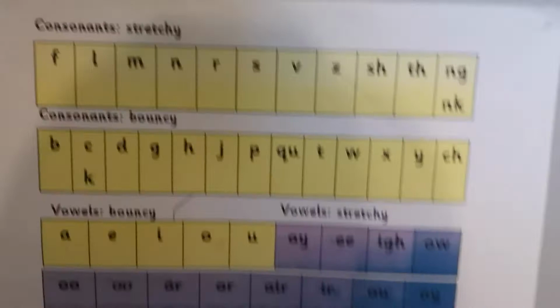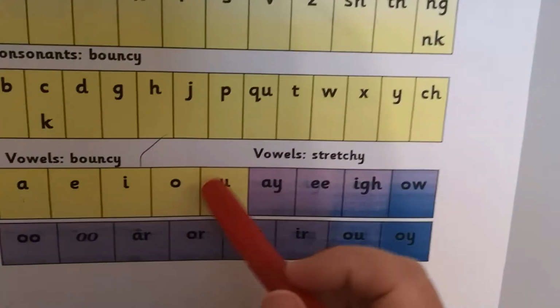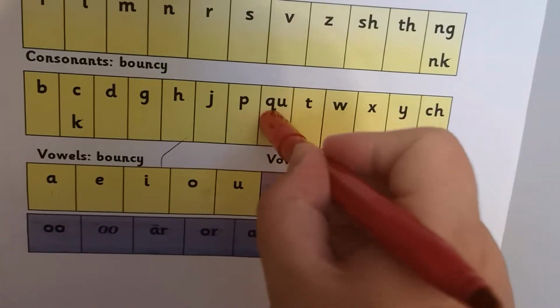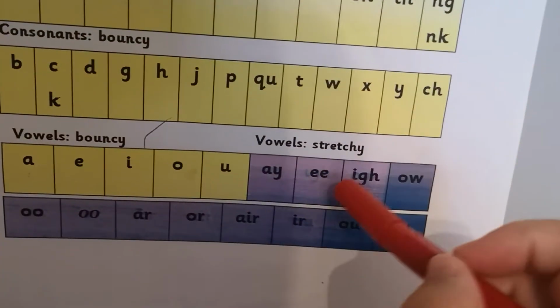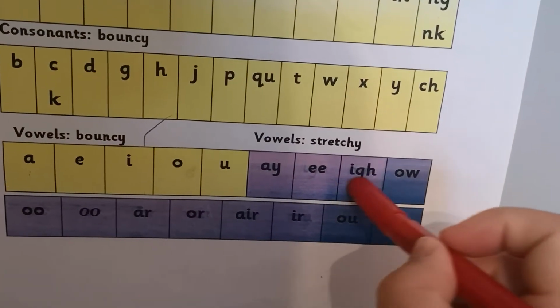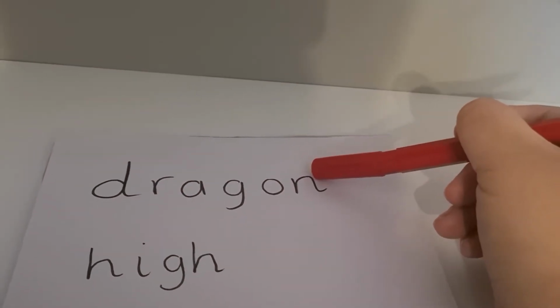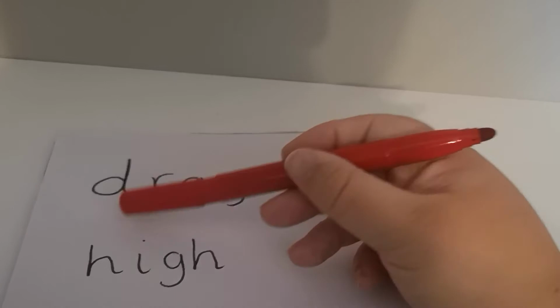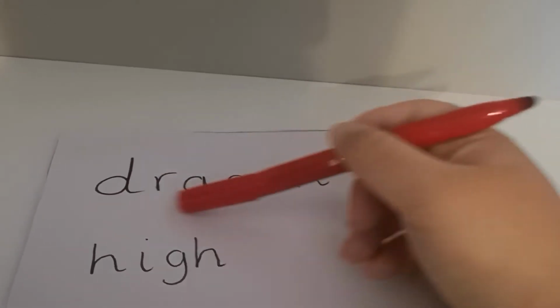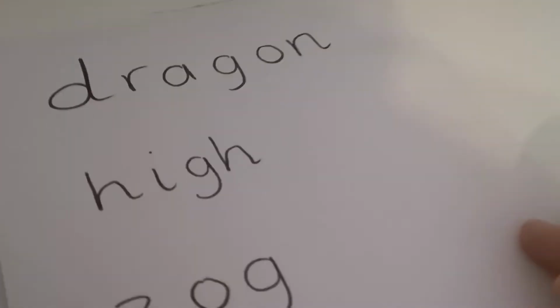Because if we look at our speed sounds chart, some of our sounds have actually got 2 letters and some of our sounds have got 3 letters. So we can't always count the letters to tell you how many sounds. We have to think about which sounds these letters are making. So let's have a look at dragon first.